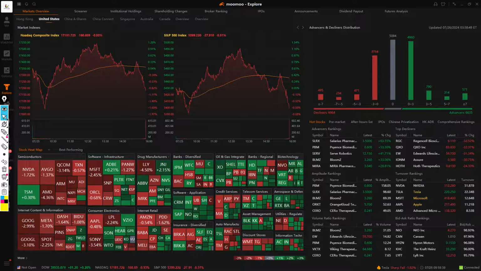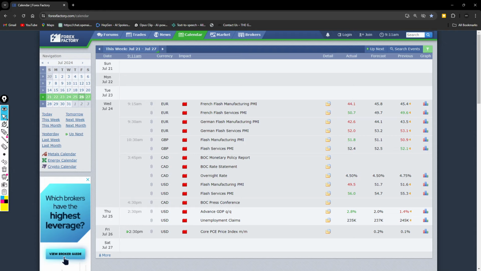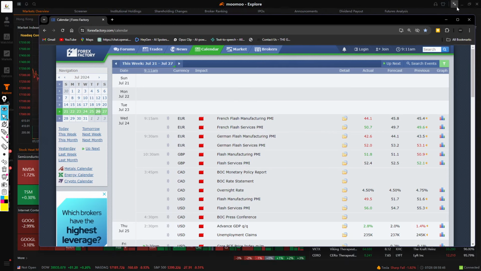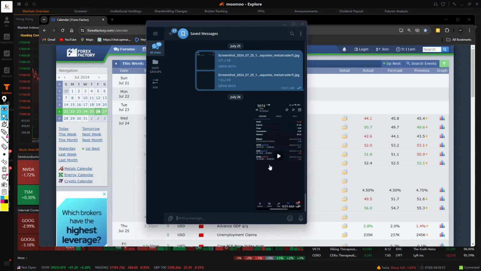So let's go straight to our quick analysis, guys. But before we go on that quick analysis, as I said, we are just going to track our trades as we started actually yesterday. So yesterday we started with 50 rands.